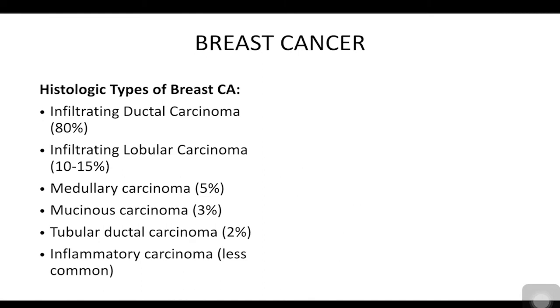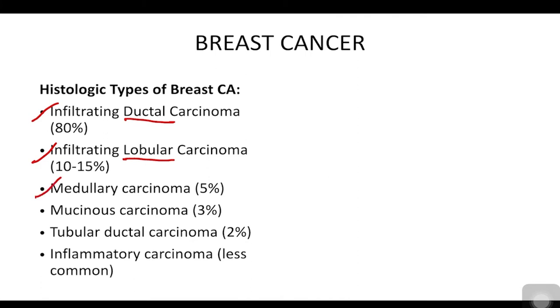But the most common, as we said earlier, is more of the ducts and the lobes. So 80% would be your ductal carcinoma, contributing to 80% of breast cancers. Next would be your lobular carcinoma that contributes 10 to 15% of breast cancers. Medullary carcinoma would be 5%.